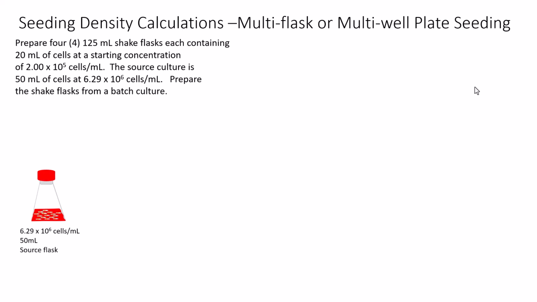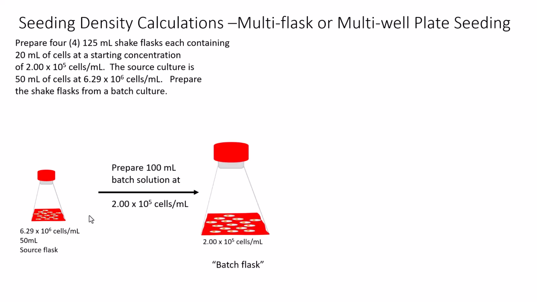Okay, so there's our source flask. 6.29 times 10 to the 6th cells per mL, 50 mL volume, in our source flask. So the question is, I want you to prepare a batch solution. And I'm saying 100 mLs of batch solution at 2.00 times 10 to the 5th cells per mL. Well, how did I arrive at 100 mLs in that batch flask?